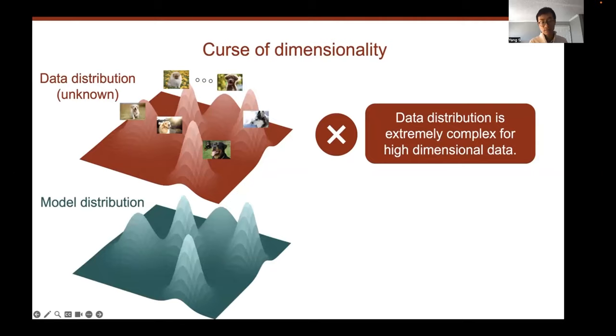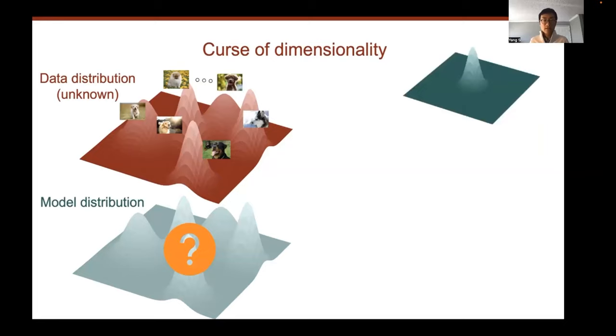So how can we find such a model distribution with enough capability to fit our complex data distribution? Well, just like solving any other difficult problem, we can start with a much simpler problem, that is fitting and modeling a Gaussian distribution.